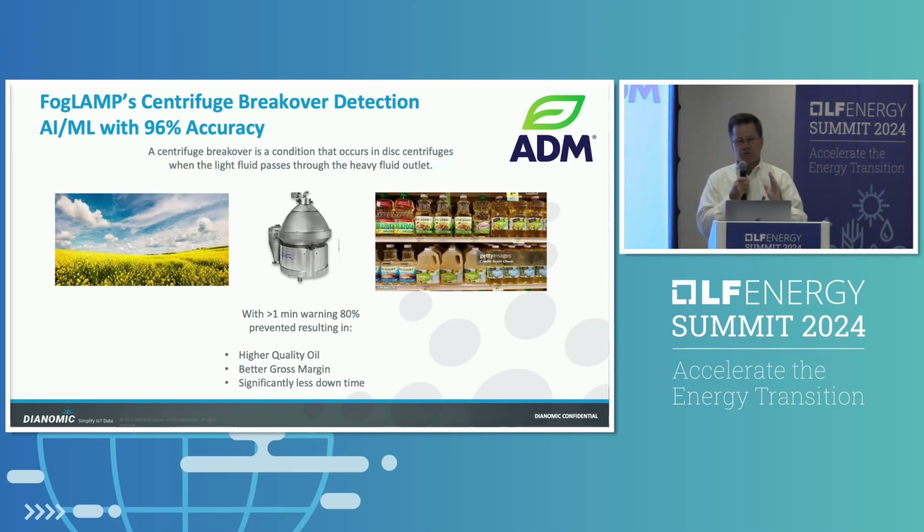So the theory was, could we build a machine learning model using the PLC data from the centrifuge and 4 accelerometers to predict a breakover a minute before it happens using ML and alert the operator to do a large chute to prevent it. And that increases gross margin, less maintenance, and all goodness for higher quality oil. And it worked. So how'd that happen?